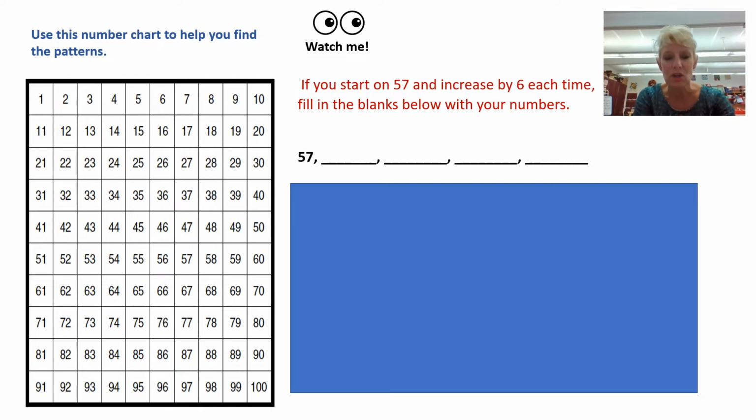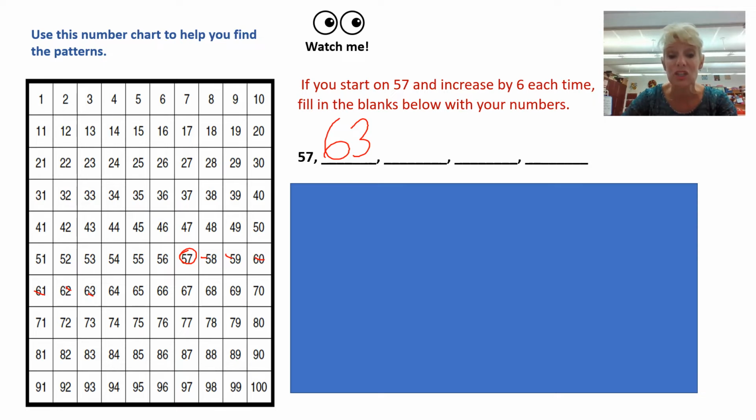So the directions are, if you start on 57, I'm going to make a little mark on 57 because that's where I'm going to start. And I'm going to increase by 6 each time. I'm going to fill in the numbers here. So I'm going to count 6 on. Here's 1, 2, 3, 4, 5, 6. So when I increased, I got to 63.